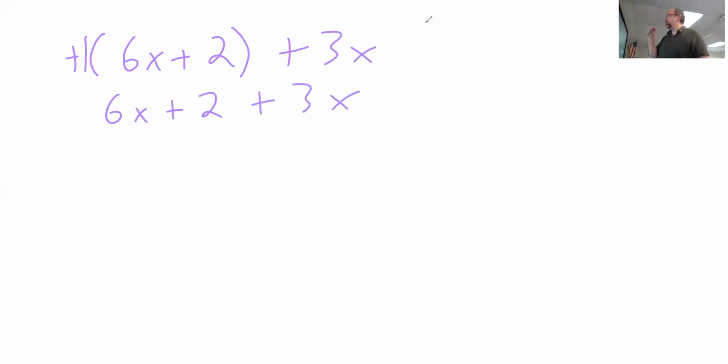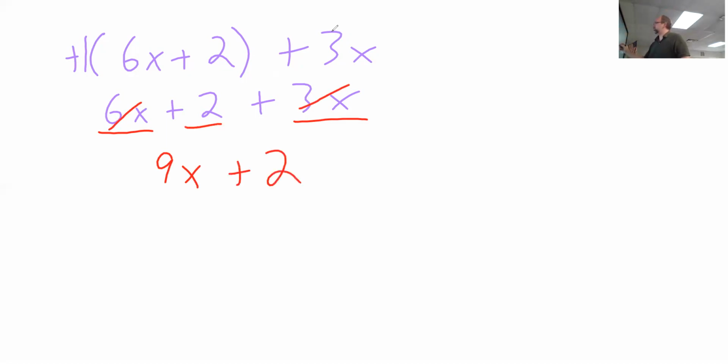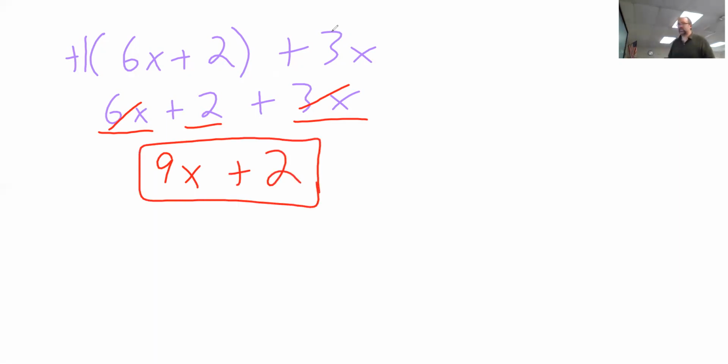Now see, there are two variable terms. There's a 6x and a 3x. And those will combine because they're the same variable type. So it's basically 6 plus 3 gives you 9x. And what I like to do is sort of cross them off as I use them, so I know they're gone. The only thing left is this term, plus 2. And there is your answer. It's 9x plus 2.